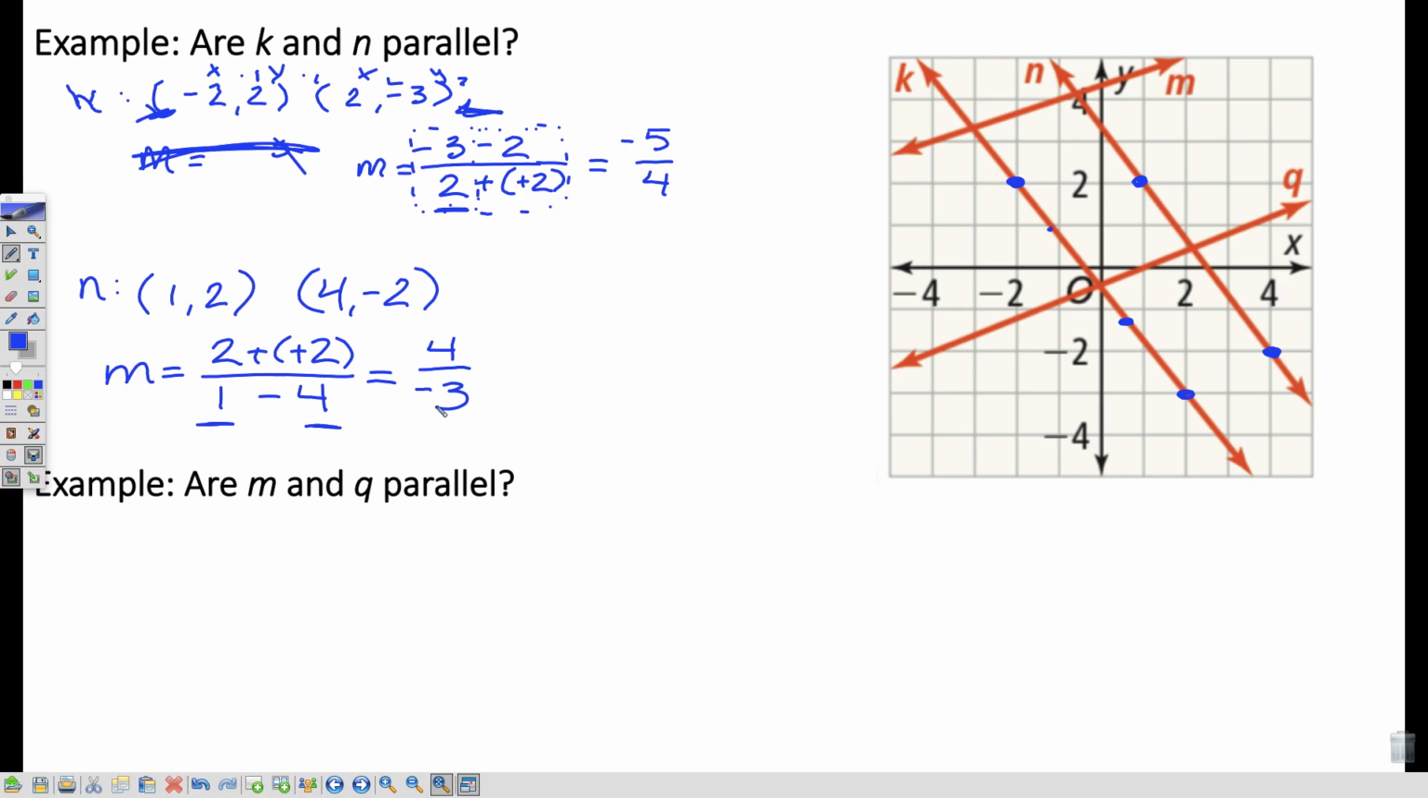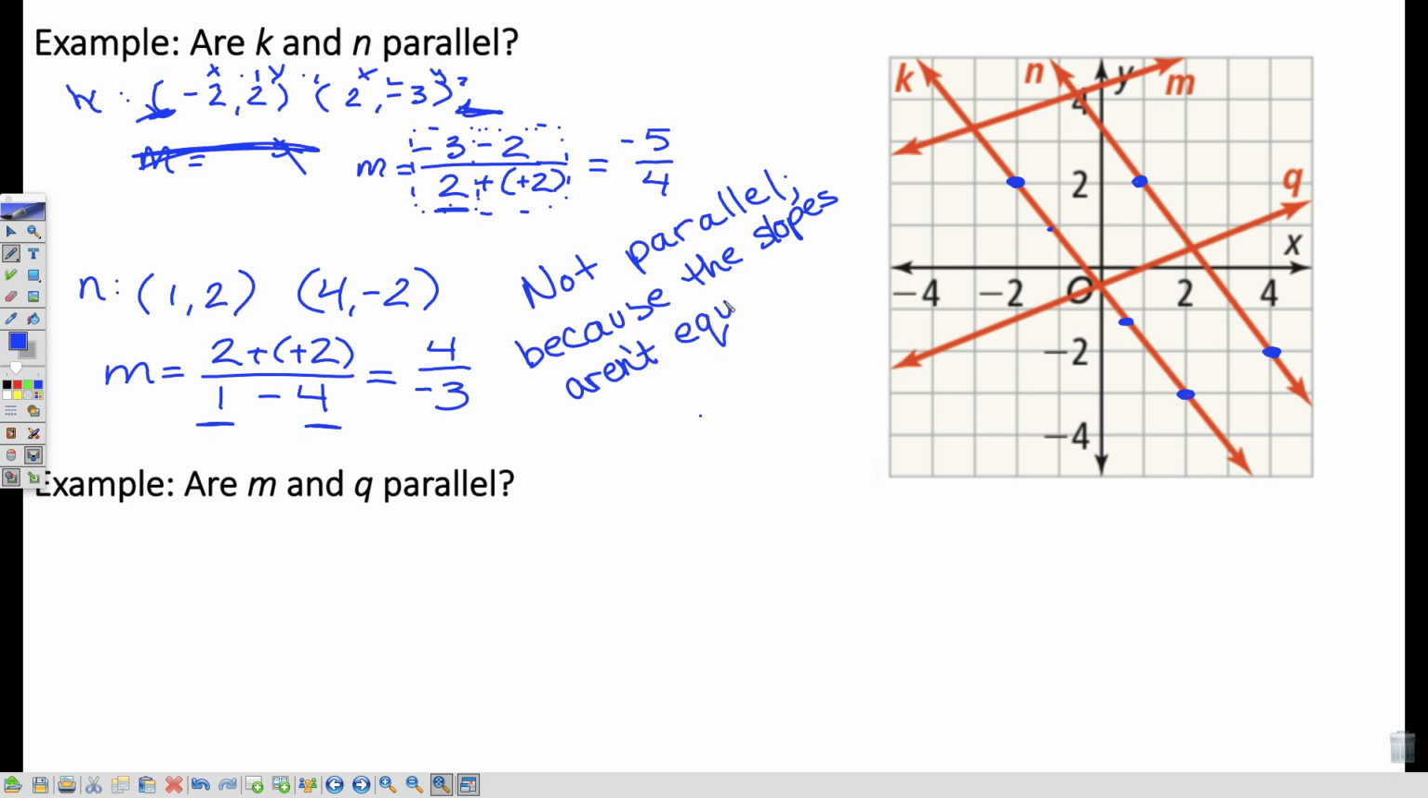So, are they parallel? No. Why not? Because they don't match. What don't match? The numbers. But what are those numbers? The slopes. Not parallel because the slopes are not equal. K and N are not parallel because the slopes are not equal. So are M and Q.